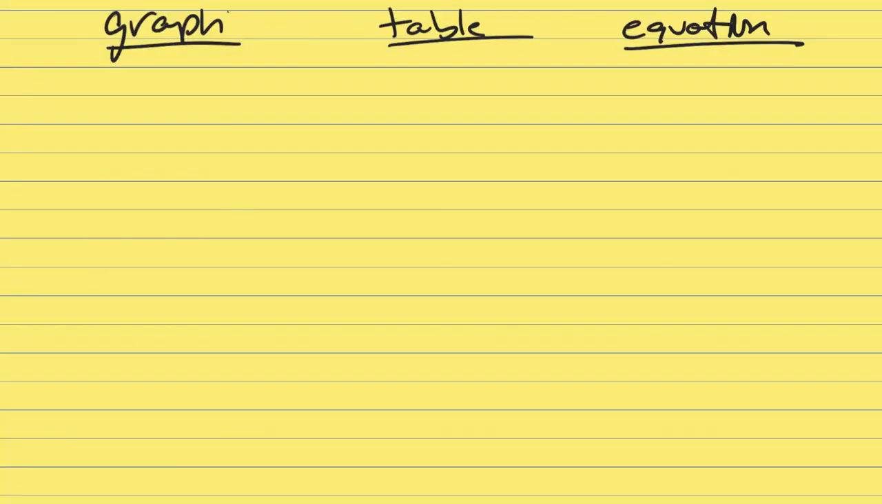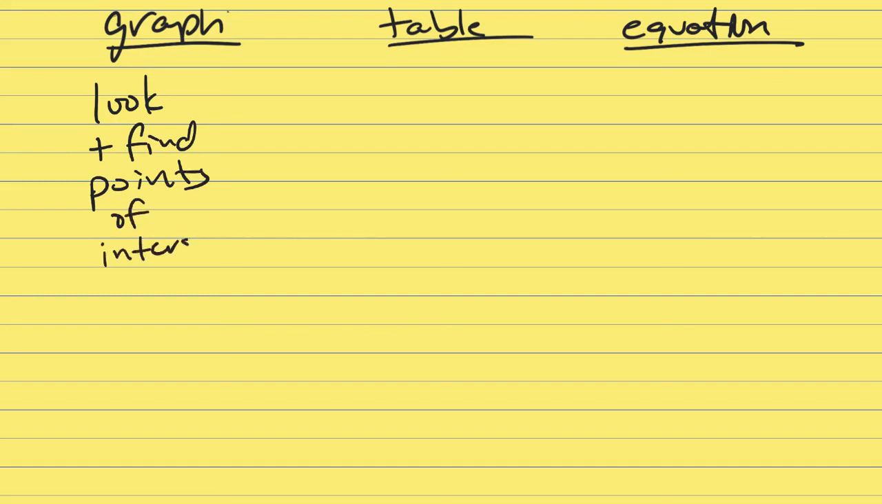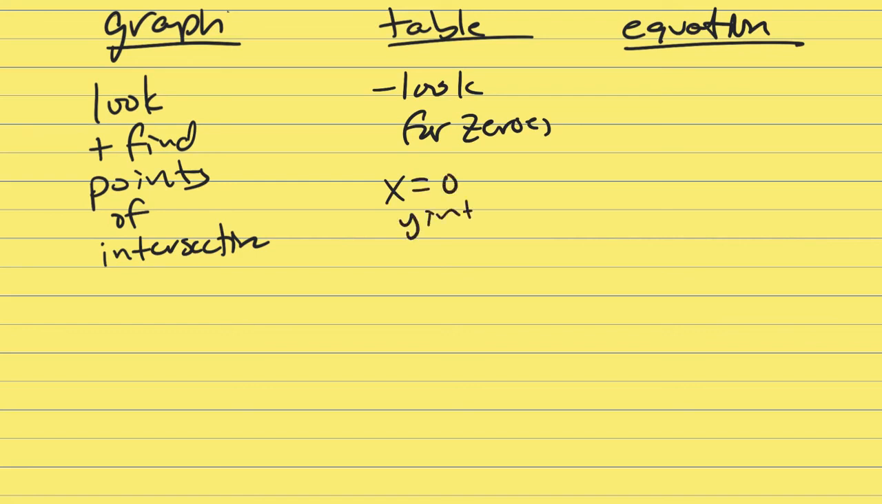So that's it. We have 3 methods to find the x and y intercept. We'll go over them real quickly. For a graph, you're just going to look and find the points of intersection. For the table, you're going to look for zeros. And when x is 0, you have the y-intercept. And when y is 0, you have the x-intercept.